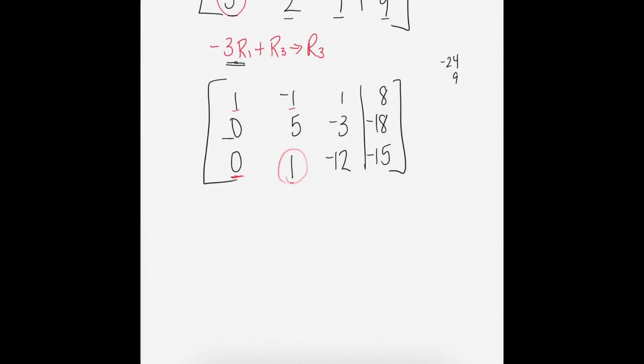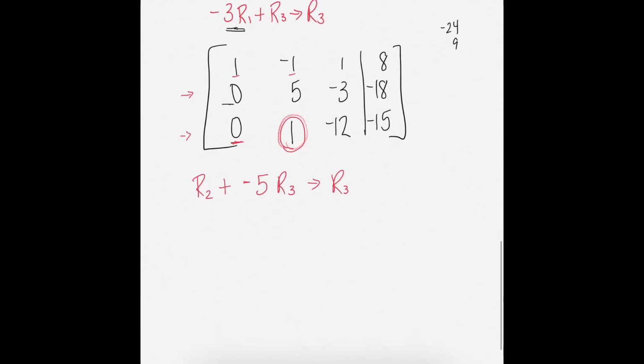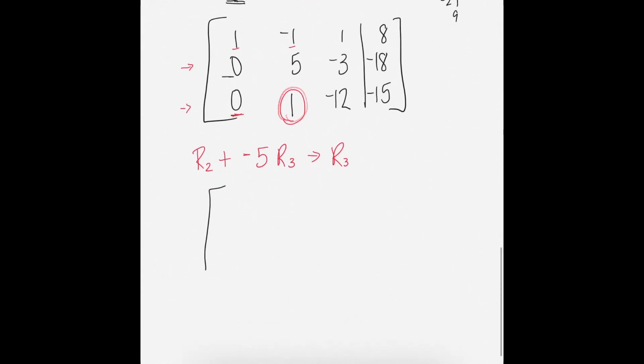If you ever find that you make a step that undoes something, just go back and change it, is my suggestion. So it looks like we're going to have to use row 2 to get rid of this one here. So we're going to take row 2 plus -5 times row 3 and replace my row 3. I'm keeping row 1 as is. I'm keeping row 2 as is. Remember, I'm only replacing row 3.